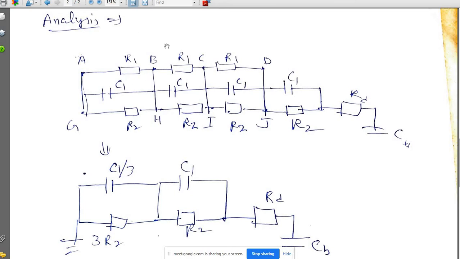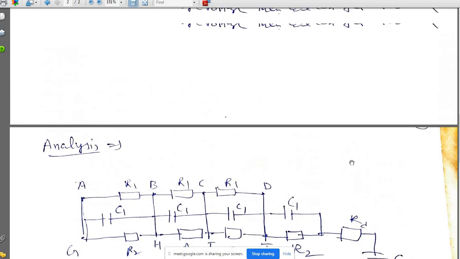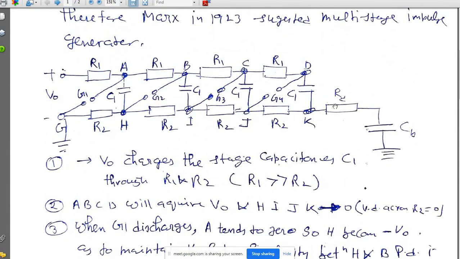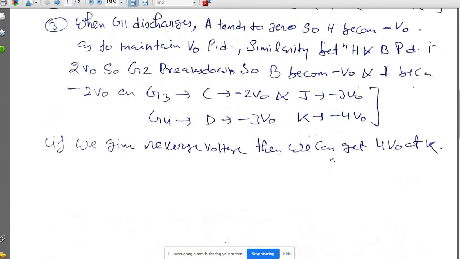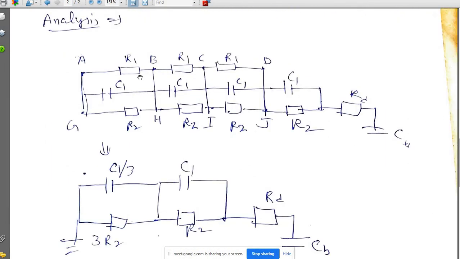तो ये तीनों ऐसे ब्लॉक बन जाएंगे. एक में केवल C1 एंड R2 है, लास्ट में RD और CB. देखिए इसमें केवल ये वाला रहेगा, ये तो शॉर्ट हो जाएगा. C1 and R2 become in parallel, and this RD becomes in series with the CB. And you know that R1 is very very larger than the R2.